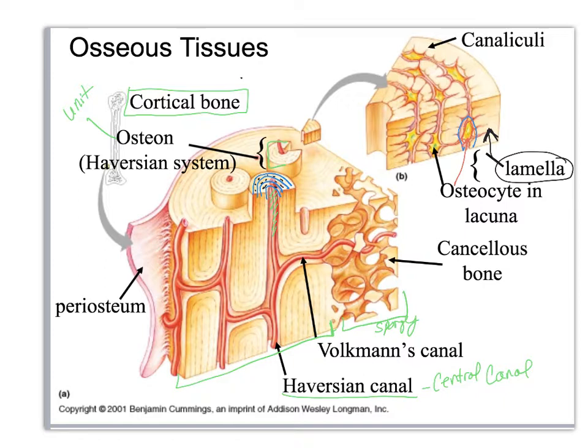Now notice that this osteocyte here has little projections of itself that go down into these little cracks. These cracks are called canaliculus, singular, canaliculi, plural. This connects the cells, okay? So it's a cell, it's alive. That means it needs oxygen. Well, you get oxygen by having a blood vessel coming up your central canal.